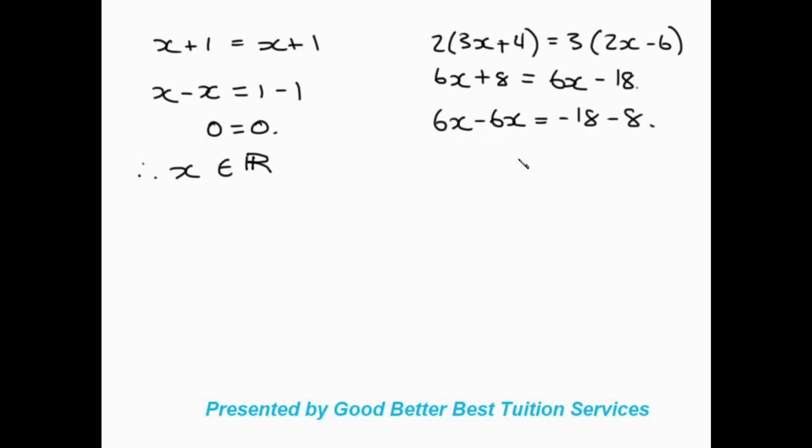Cool. So you'll see on the left hand side we're going to get 0. On the right hand side we're going to get negative 26. So in the case where we got to a point where we got 0 over here, you can see we got 0, no x left over. We'll say therefore x has no solution. So these are just special cases that we could come across.